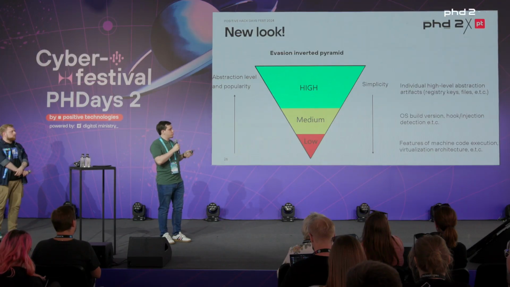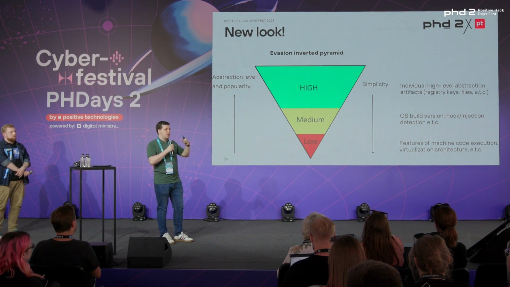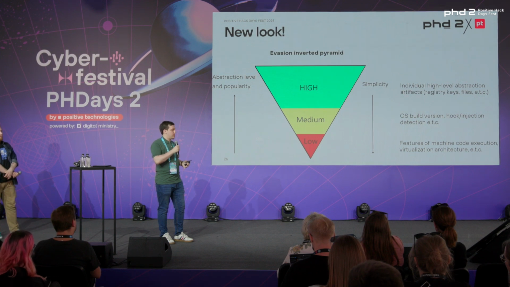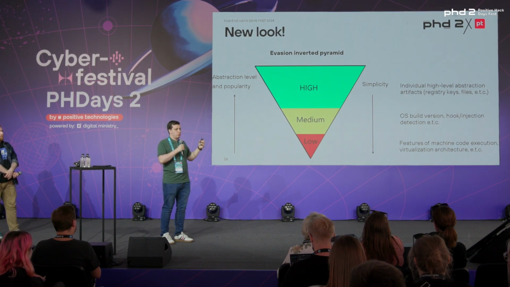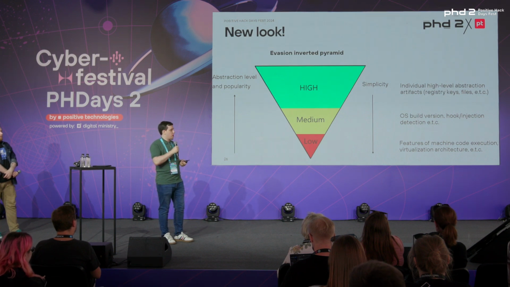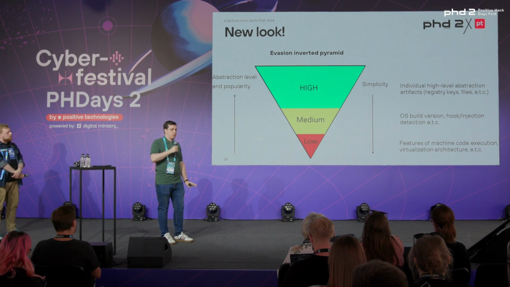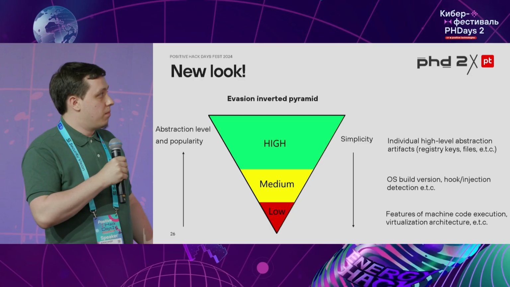The medium level, we're talking about larger stuff such as the OS build version. It might not be the best example, but it could be a complex fingerprint of the software installed in the sandbox, or hook key injections in the sandbox. And the lowest level is the lowest level of abstraction, linked to the machine code execution and specific characteristics of a virtual system.